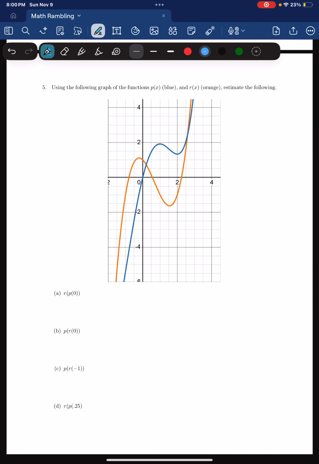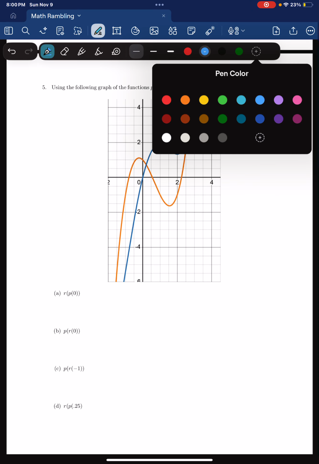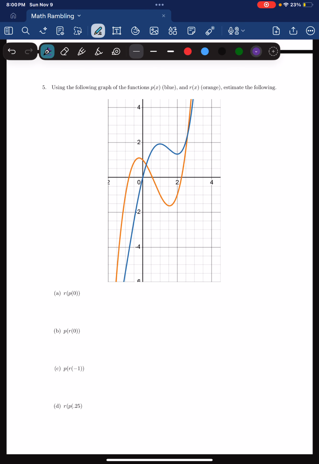Now this, okay, I'm gonna be honest. This is kind of a hard question. So hard, in fact, that I'm bringing out the purple color. We're gonna need it. Okay. R of x is orange. P of x is blue. We need to estimate the following. R of P of 0, P of R of 0, P of R of -1, and R of P of 0.25. Oh my gosh. All right.